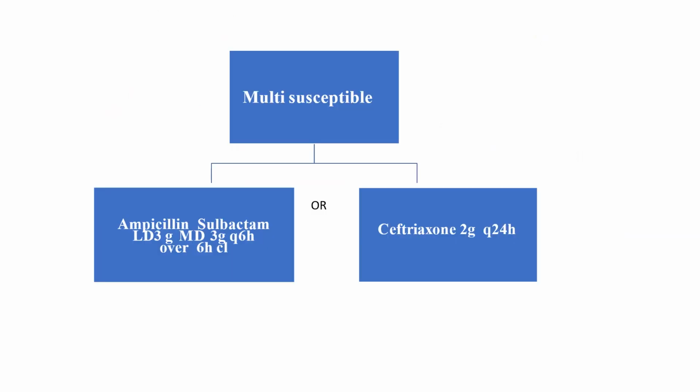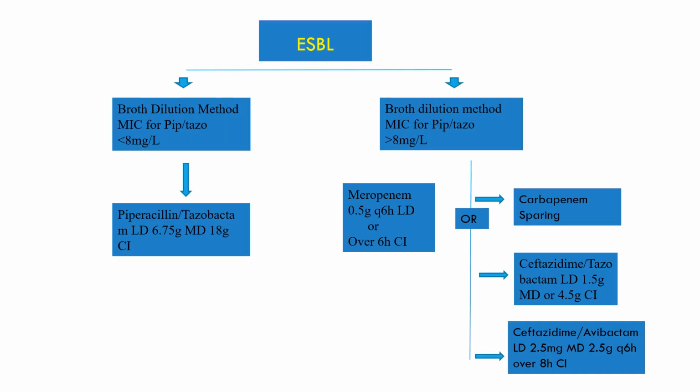If it is a multi-susceptible organism, then ampicillin sulbactam will be the choice, or ceftriaxone. For ESBL, where broth dilution method testing is done for antibiotics, if the MIC of piperacillin-tazobactam is less than 8, then consider piperacillin-tazobactam. If it is done by broth dilution method and the MIC is more than 8, then consider meropenem, or if carbapenem sparing is considered, then have ceftazidime-tazobactam or ceftazidime-avibactam.